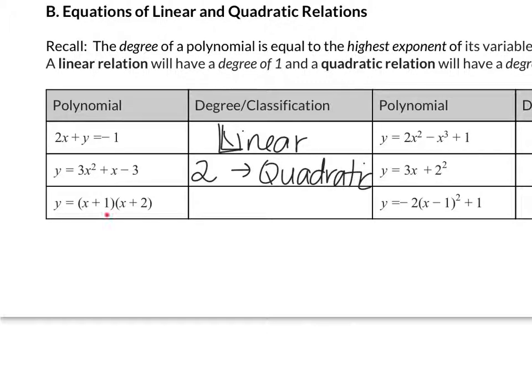So if you take a look at this third one here, the brackets are touching, which means they're multiplying. So even though inside the bracket it's a degree of 1, because they're touching, that means multiplication, and therefore if you were to do FOIL, the first two terms would multiply to be x squared, and then you'd have your other terms, so that means this is a degree of 2 and is therefore quadratic.